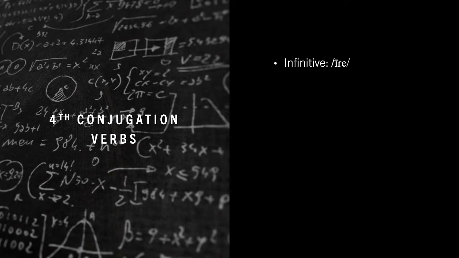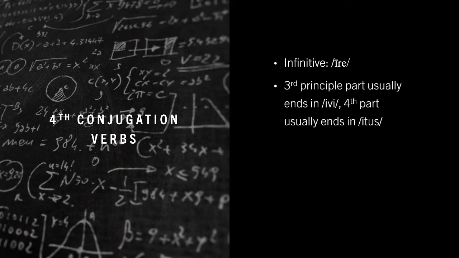You can spot these because when you look at the vocab, the infinitive has an IRE in it. Okay? And the third principal part's usually going to be ivi, and the fourth part usually is going to be itus. So that kind of nicely bookends the first conjugation, which usually was avi in the third part and atus in the fourth part. Kind of interesting how that works. We'll see that same thing with fifth declension and how it's kind of a bookend to first declension. But yeah, ivi and itus, though there's some exceptions.